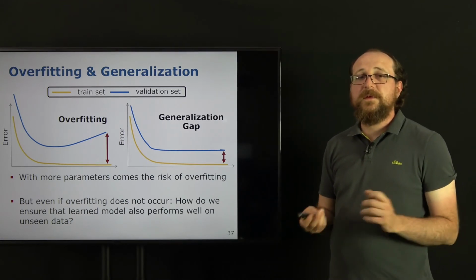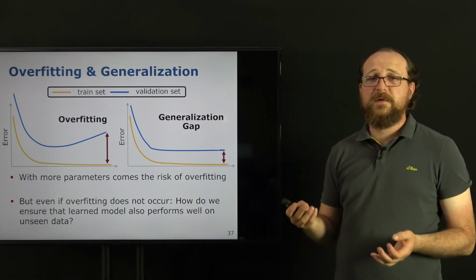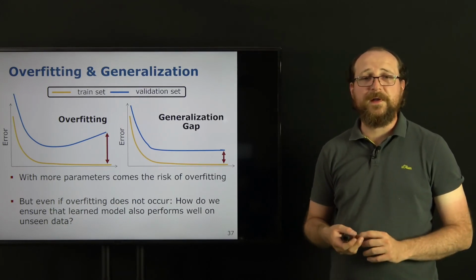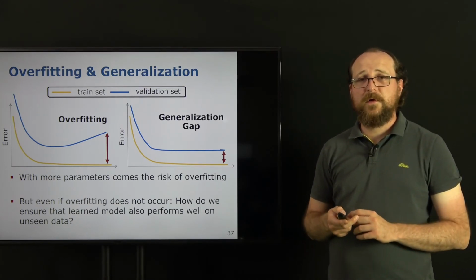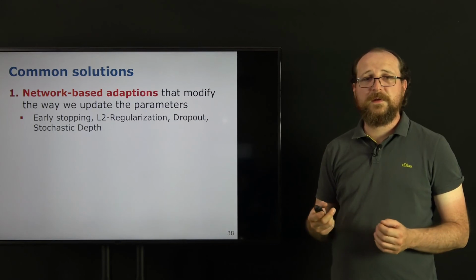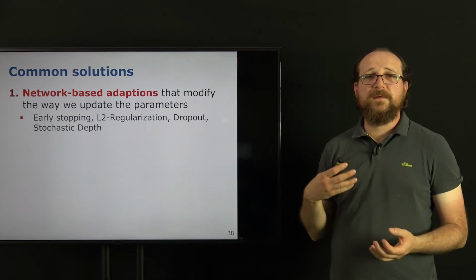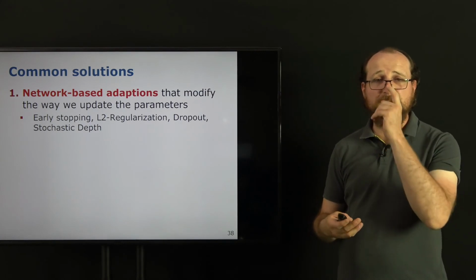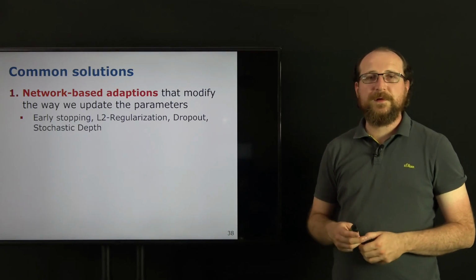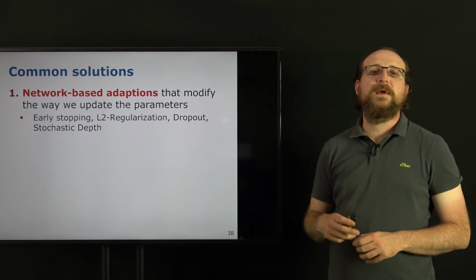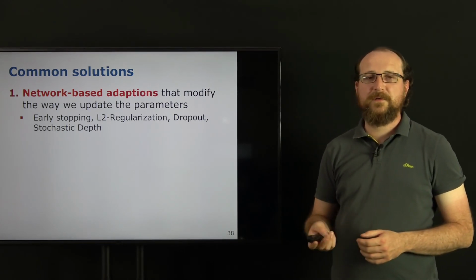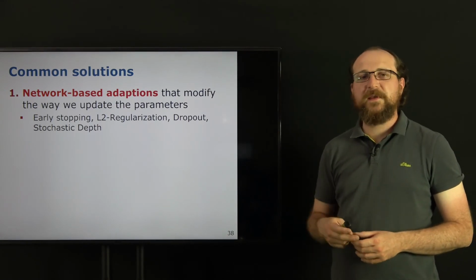And even if you do not have overfitting, the question is now, how do we ensure that the model that performs well on the training data is also performing well on unseen data? The common strategies for this are adaptations of the network that modify the way in which we update the parameters in the end. As I said, one easy solution to avoid overfitting is just looking at the validation set error, and if it increases again, just stop there. Other strategies are L2 regularization, dropout, and stochastic depth, which I will cover next.